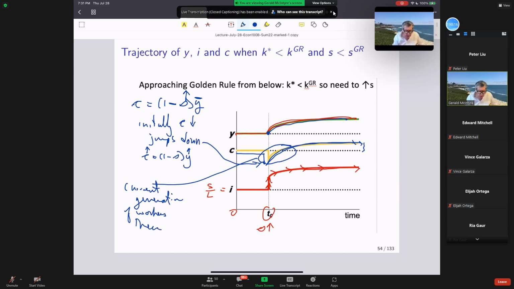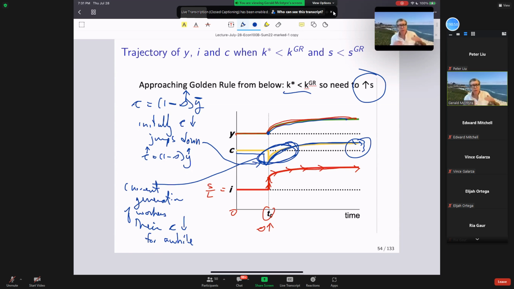Their consumption per worker will fall for a while. And their kids and grandkids will be better off, but they will have suffered a consumption loss. And recall, they're the ones who are alive at the moment. They're the voters. And so a political entrepreneur in a democracy who proposes a policy to raise the savings rate in this situation, when the steady state is less than the golden rule, that political entrepreneur faces voters, the current generation, who will be worse off. This may take 20 years. Who will be worse off for 20 years.